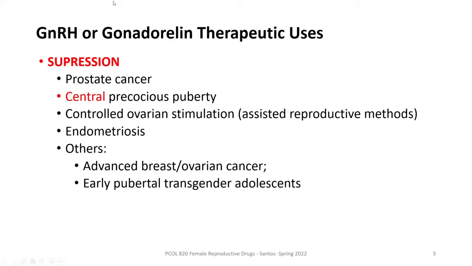And by suppressing the release of gonadotropins with gonadorelin, which is the other name for gonadotropin releasing hormone, there will be indication for prostate cancer, for central precocious puberty, and also to control ovarian stimulation by assisted reproductive methods. We're going to mention that later on when we cover contraceptives. Also indicated in endometriosis, advanced breast and ovarian cancer, and early pubertal transgender adolescents.